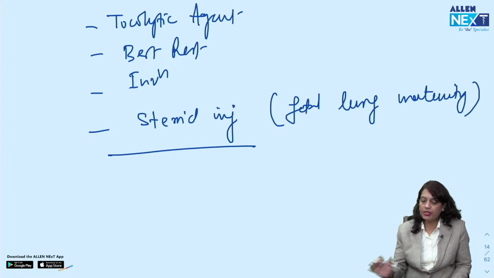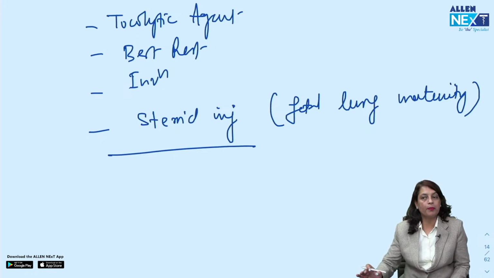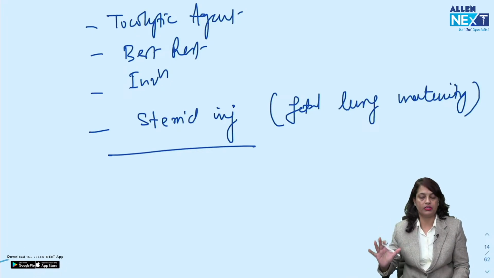Fetal lung maturity. Fine. Because if you are not able to arrest the preterm labor pains, she has gone into active labor, you cannot arrest it. So there we are just concerned about the lung maturity of the baby. So we give steroids to the pregnant lady and that can cause lung maturity in the baby. But for steroids to act and work, it requires at least 24 hours.